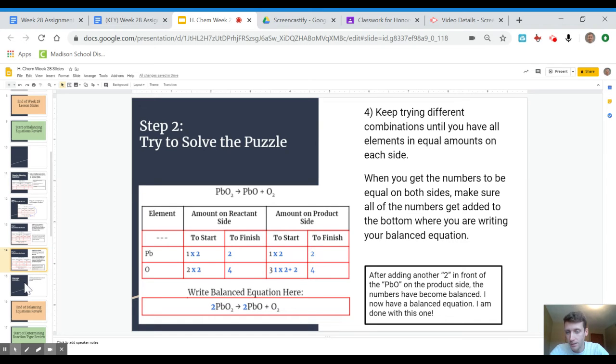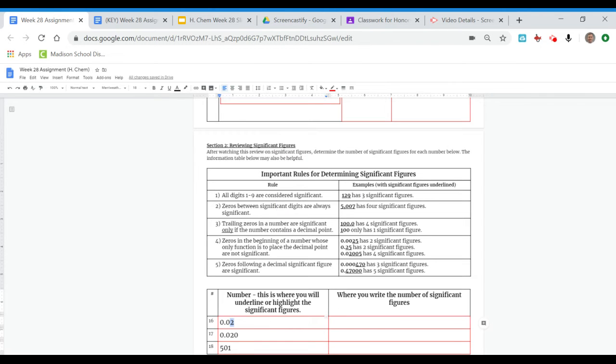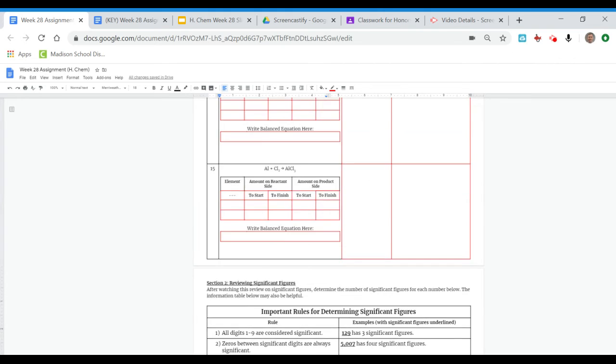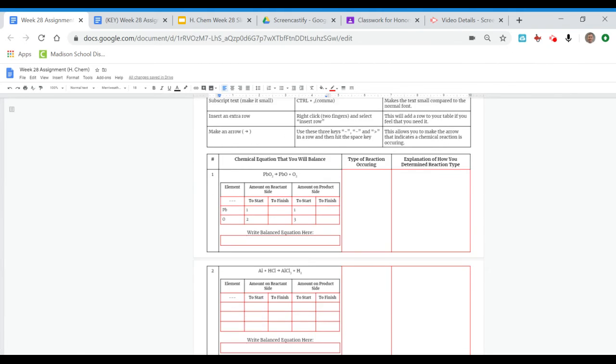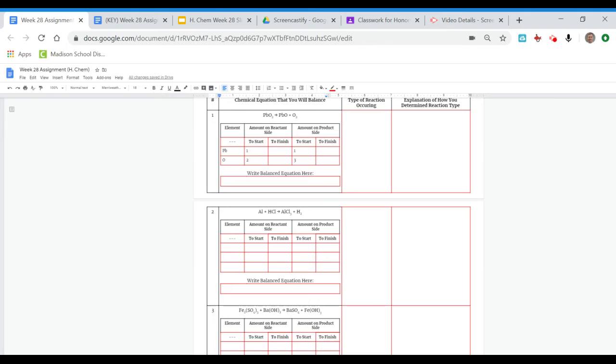Okay, and let's do another example. I'm going to walk you through my thought process as I do the second one. All right, go up to number 2 here. Okay, Al plus HCl reacting into AlCl3 plus H2. So first thing I need to do, what do I have of each?